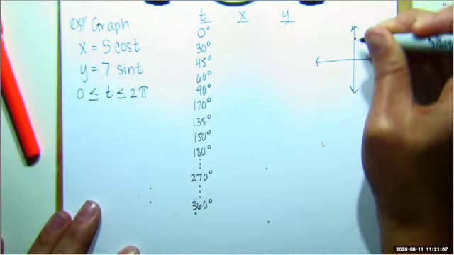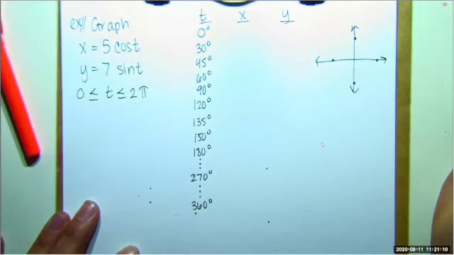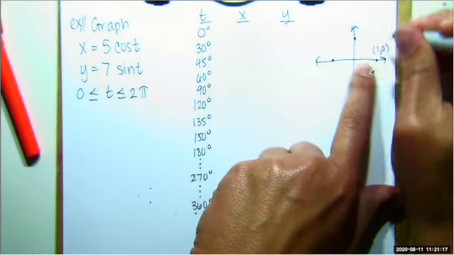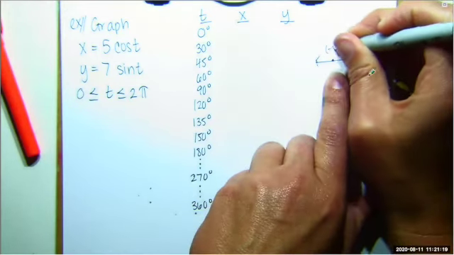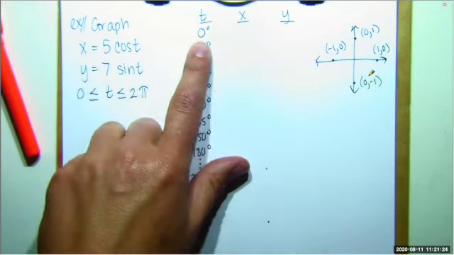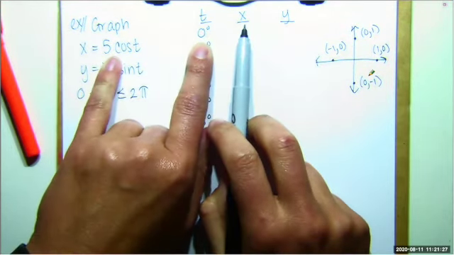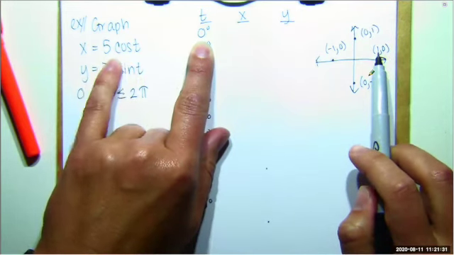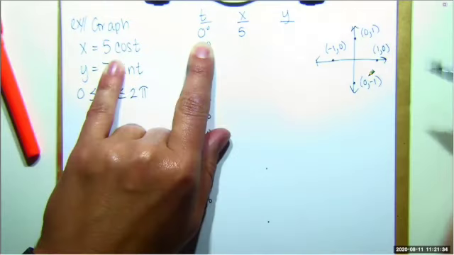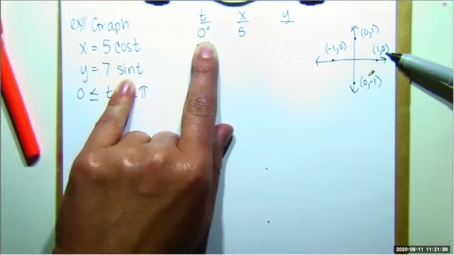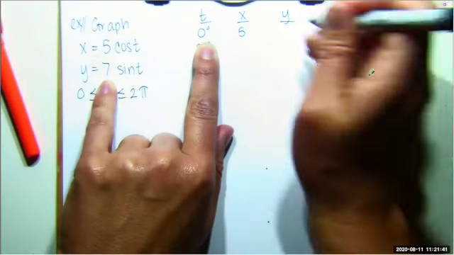We know our quadrantal angles, the shortcut is to look at a point that's a distance of 1 away from the origin. So this point is (1, 0). This is (0, 1), (-1, 0), and (0, -1). All right, so first up, x is 5 times cosine of 0. At 0, cosine is 1, so I have 5 times 1, which is 5. y is 7 times sine of 0. When t is 0, sine of 0 is 0, so I have 7 times 0, which is 0.